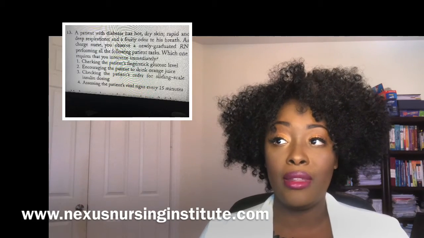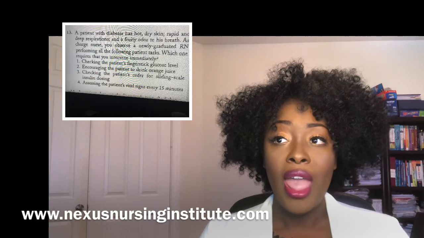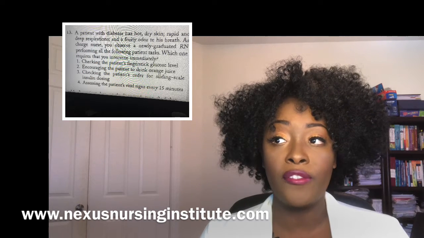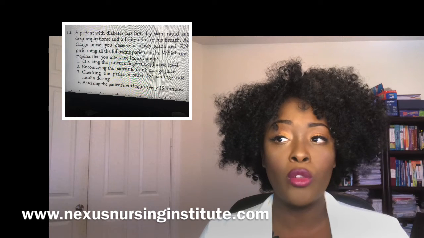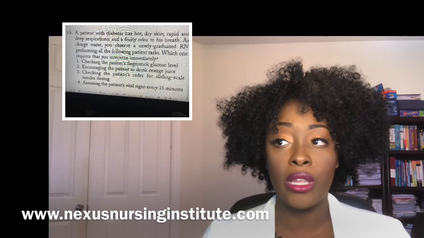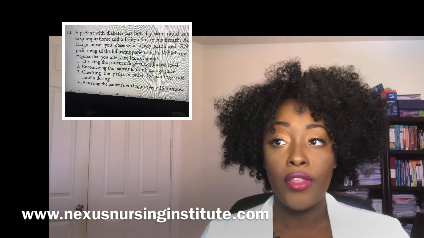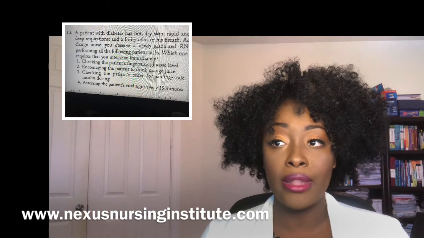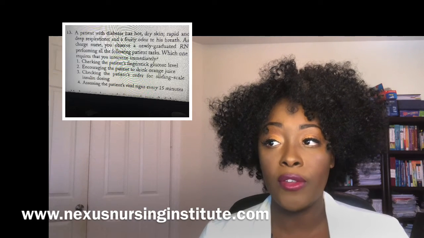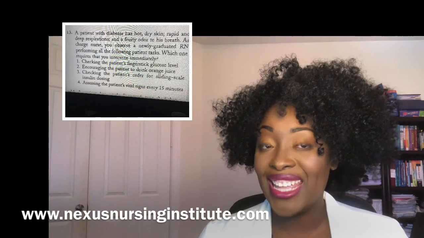A patient with diabetes has hot, dry skin, rapid, deep respirations, and a fruity odor to his breath. As a charge nurse, you observe a newly graduated RN performing all of the following patient tasks. Which one requires you to intervene immediately? 1, checking the patient's finger stick glucose level. 2, encouraging the patient to drink orange juice. 3, checking the patient's order for sliding scale insulin dosing. Or 4, assessing the patient's vital signs every 15 minutes. And I'll give you guys a moment to think about what you think the answer should be.